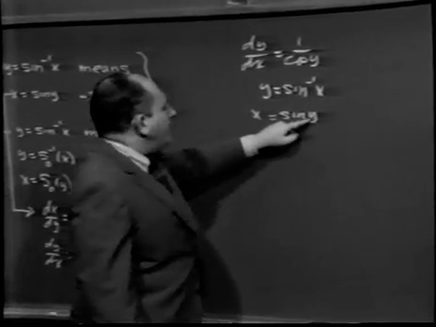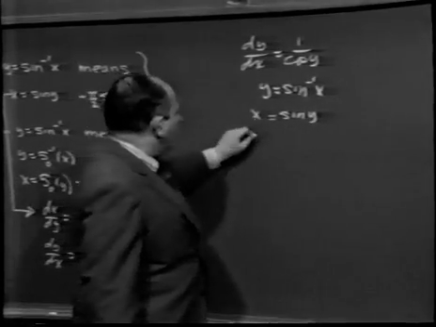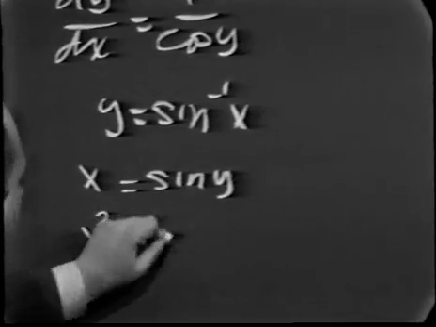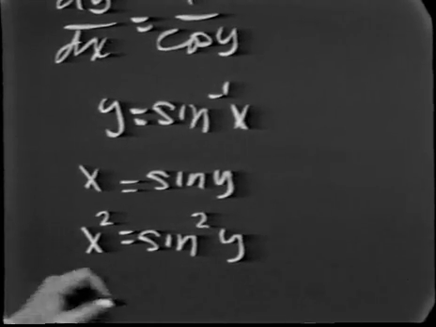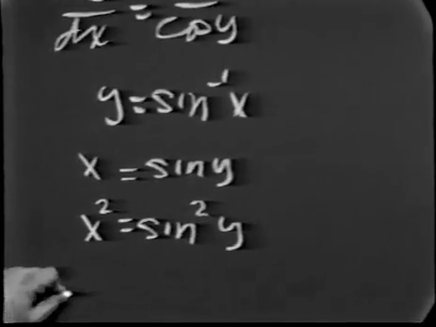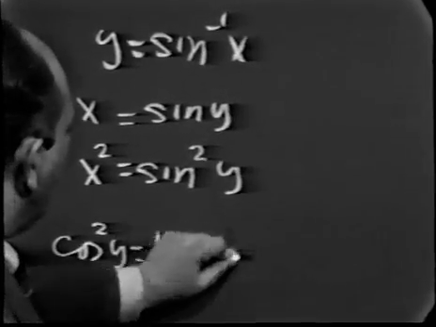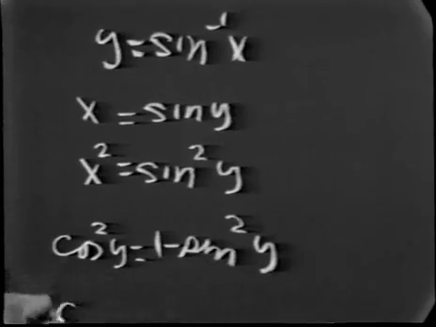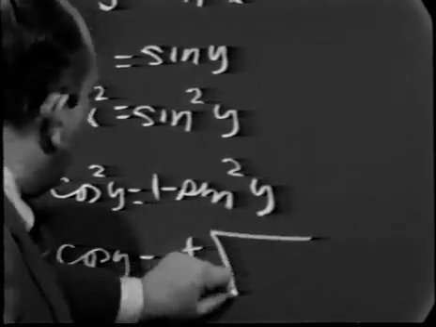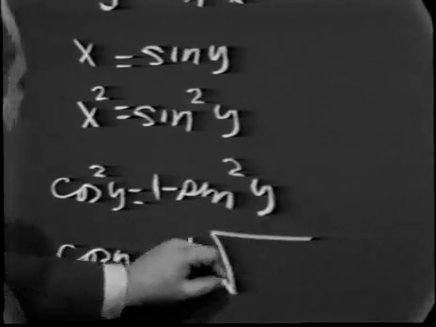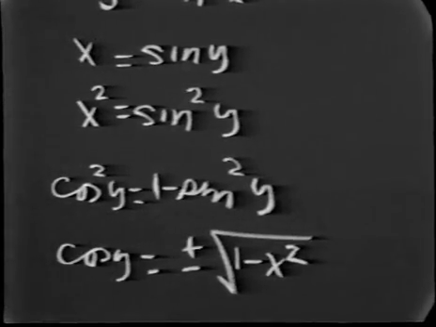Now, what identity do I know? I know that sine squared plus cosine squared is 1. So x squared is sine squared y. Now, what do I know? I know that cosine squared y is 1 minus sine squared y. So cosine y is plus or minus the square root of 1 minus sine squared y. That's plus or minus the square root of 1 minus x squared.